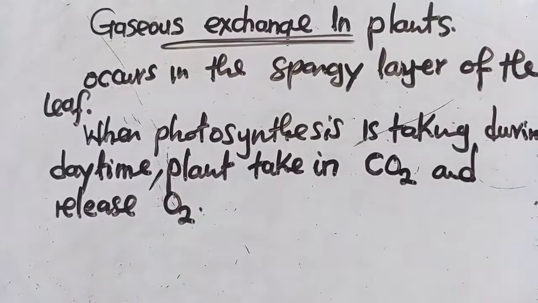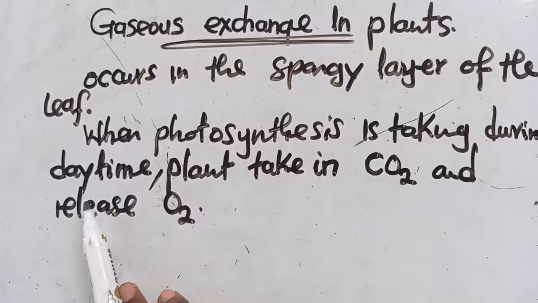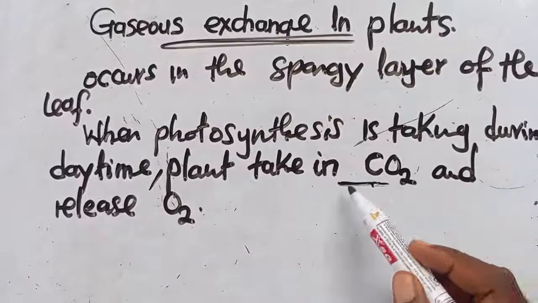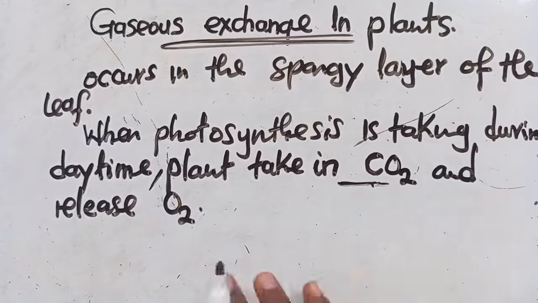I want you to be writing these in words, not like this. I'm writing like this so that I summarize what I'm explaining. So when photosynthesis is taking place during daytime, plants will take in carbon dioxide and release oxygen. When this is happening, you also need to understand that respiration also takes place.